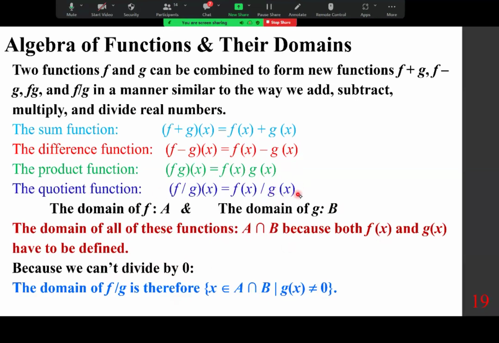For the last one, we have one more restriction. That means the denominator can't be 0. This is red, again, just reminding you. This, which looks like an epsilon, means an element of in set theory, okay? This is the intersection symbol. You remember that? And this is such that, this line segment, such that. So let me read that one more time. The braces represent the set. x, which is an element of A intersection B such that g of x can't be 0.